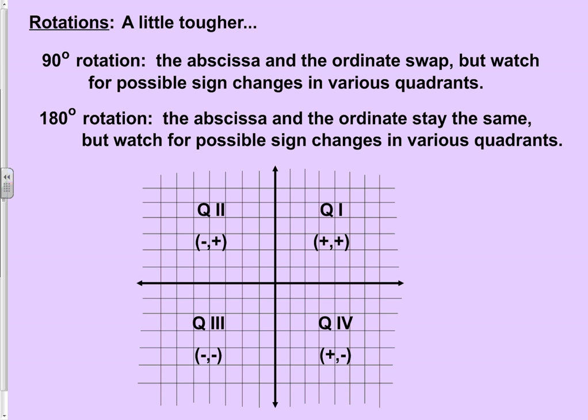And then we have the 180-degree rotation. Okay, for that, the abscissa and the ordinate are going to stay the same, but once again, we have to watch for possible sign changes as we move in and out of various quadrants. Now, you should be familiar with the quadrant naming system, okay? And if you're not familiar with it, you ought to be able to figure it out pretty easily.